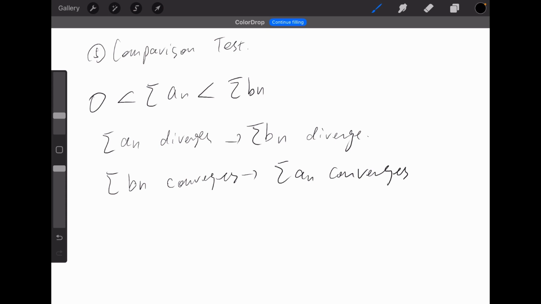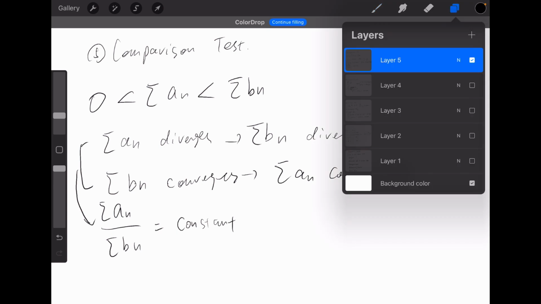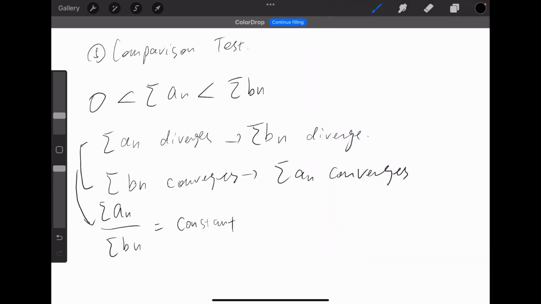And another thing to mention is that we only use this test when the limit of an over bn is a specific number, which is a constant. Okay.